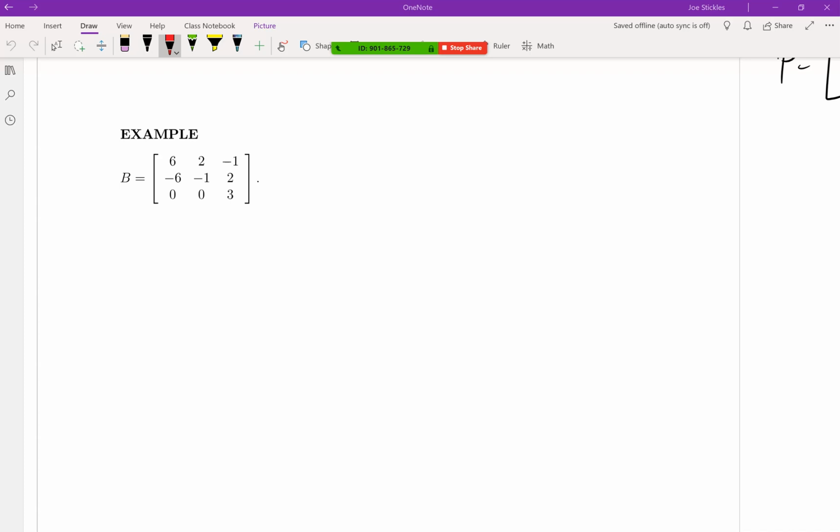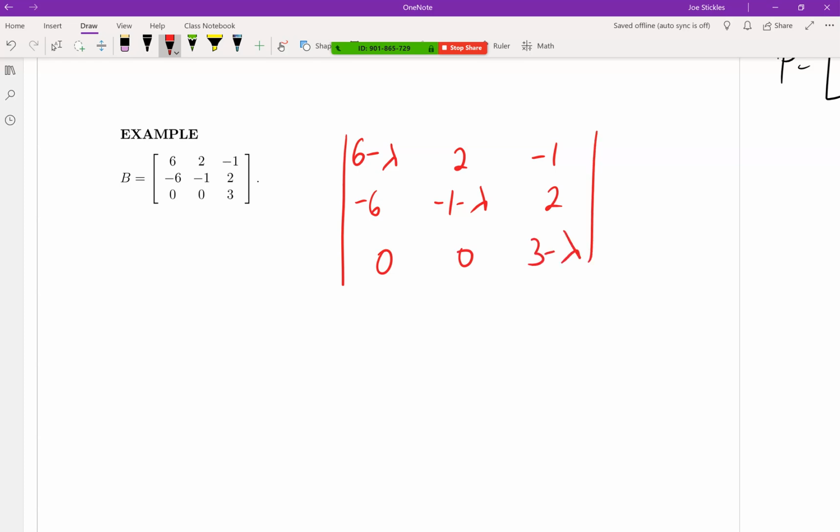All right, so remember last time when we talked about being able to diagonalize a matrix, the first thing we have to do is find the eigenvalues and the eigenvectors. So let's do that for this particular matrix. To find our eigenvalues, the first thing we're going to do is subtract lambda off the diagonal. Take the determinant of that matrix and set it equal to 0.